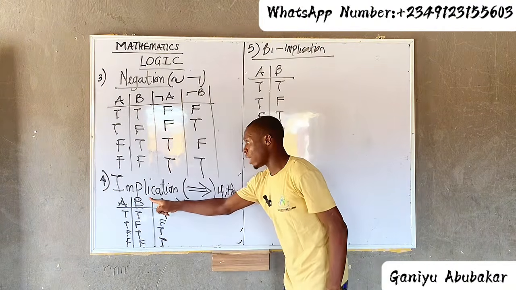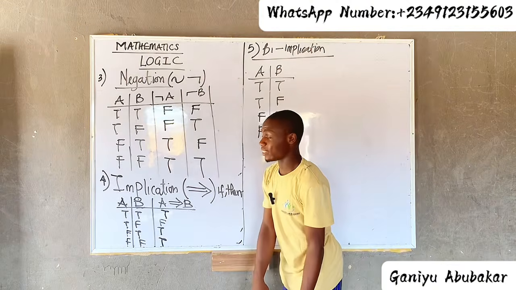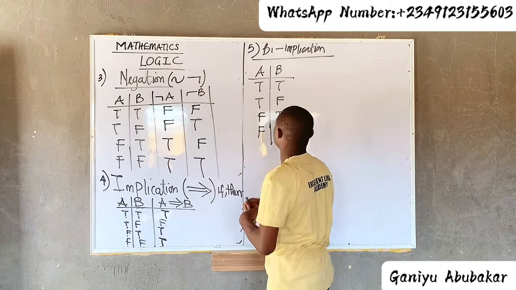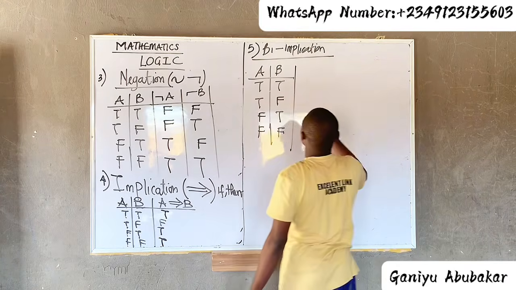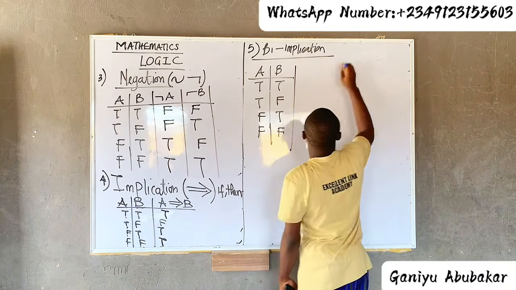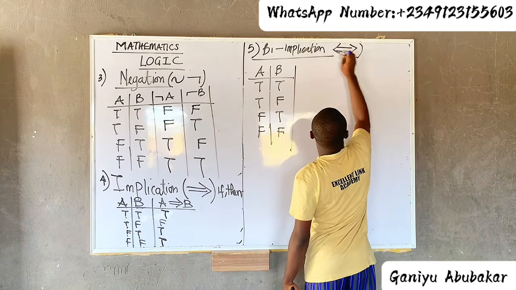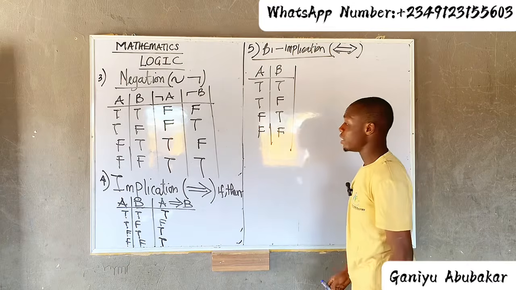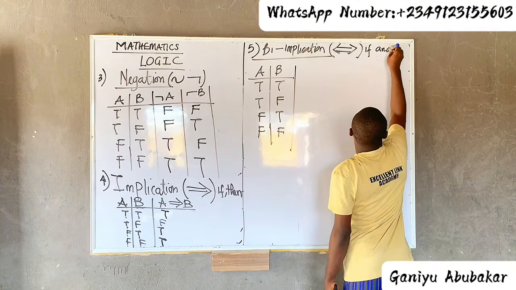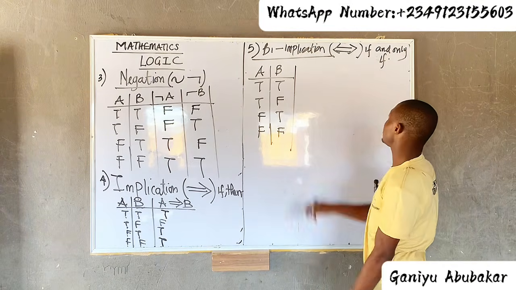Now listen up. Between implication and biimplication, the easiest thing is that they are similar. In what sense? If I have true, true, it is true. If I have false, false, it is true. Implication is this symbol, but biimplication is this other symbol. This one means if, then. This one means if and only if.